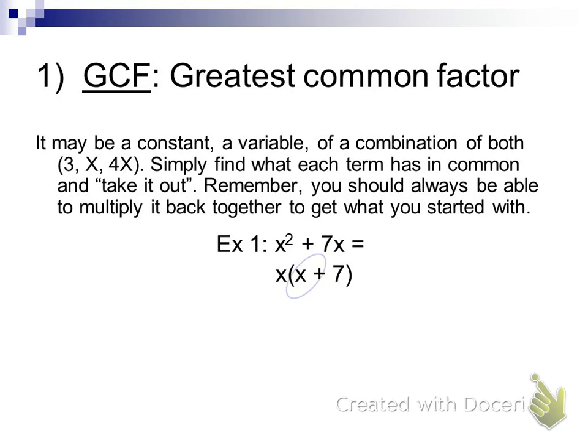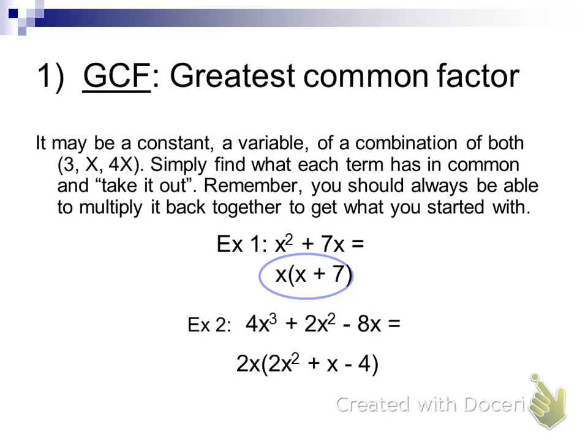Now, this one is a trinomial. But we can still factor a GCF out. That's the first thing we would look for if we were working with a trinomial expression. 2x is the greatest common factor. Does everybody agree with that? So if we take out a 2x, what's left behind? 2x squared plus x minus 4.